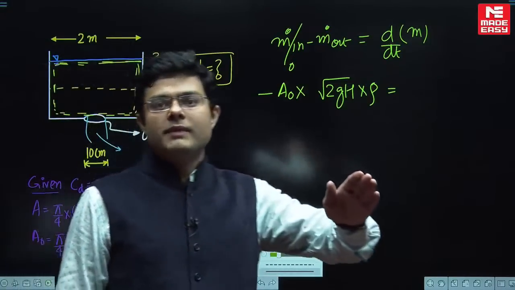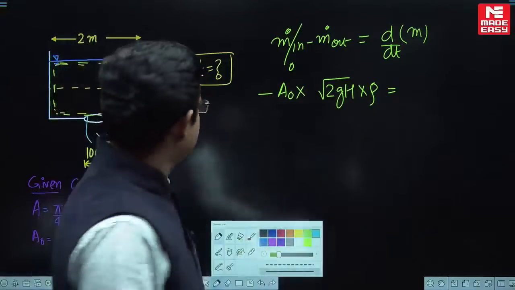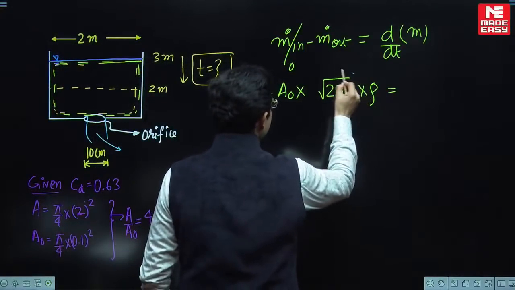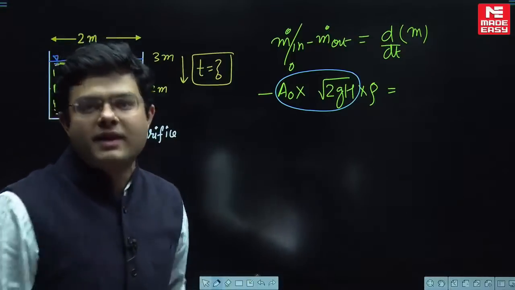So therefore M dot is going to be rho into Q. My dear students, here you see A naught into under root of 2gh is actually the discharge coming out.